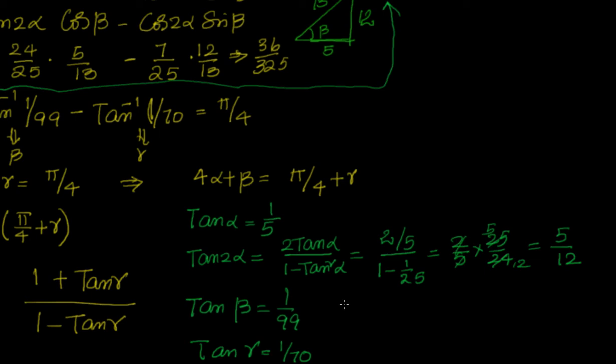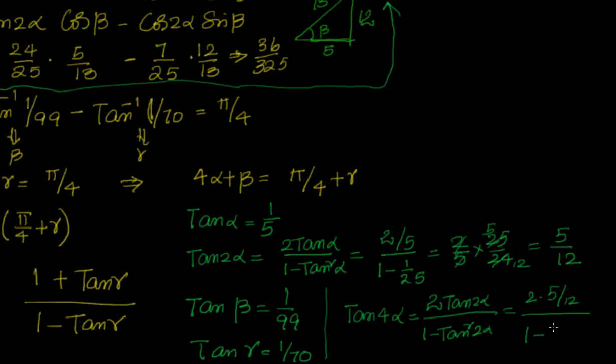I have to find out what is tan 4 alpha. Tan 4 alpha equal to 2 tan 2 alpha by 1 minus tan square 2 alpha. I know tan 2 alpha is 5 by 12. So 2 into 5 by 12 by 1 minus 5 by 12 whole square, that is 25 by 144.